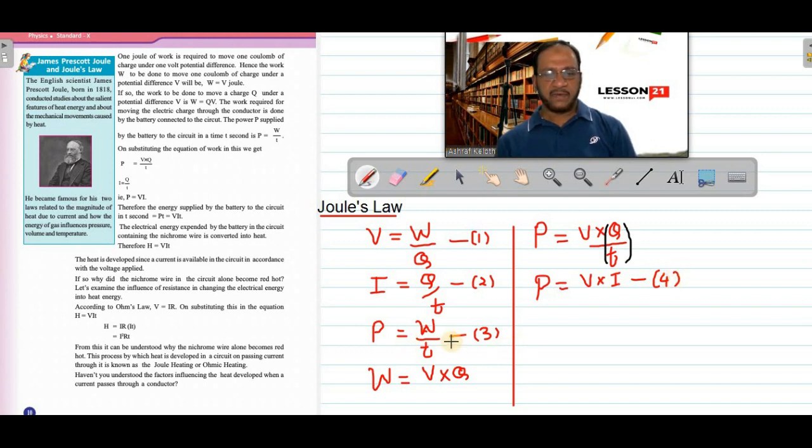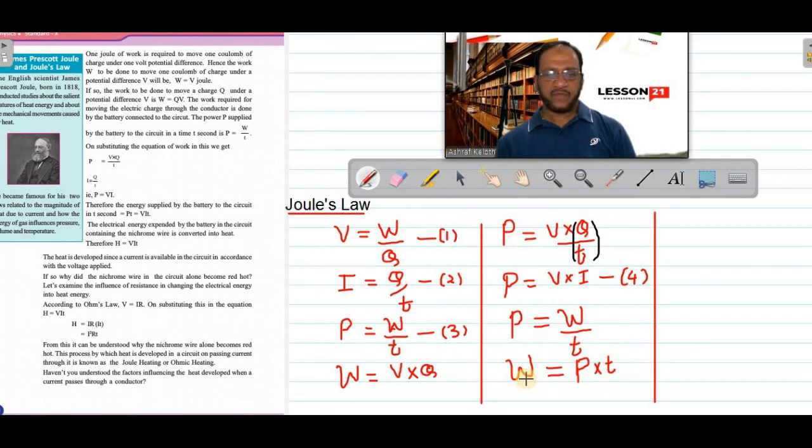Again, we'll go to equation number 3. In equation number 3, power P is equal to work divided by time. Then work is equal to what? If I take time to this side, it will become power into time. Then power into time is equal to W, means work, or we can say W is equal to P into T, power into time. We got the equation work done equal to power into time.